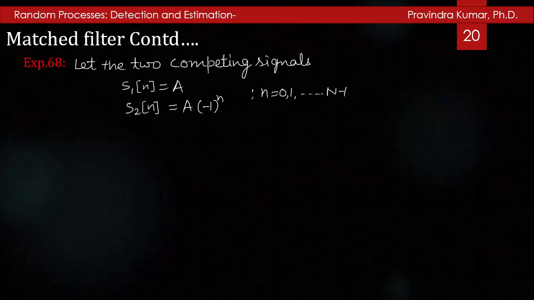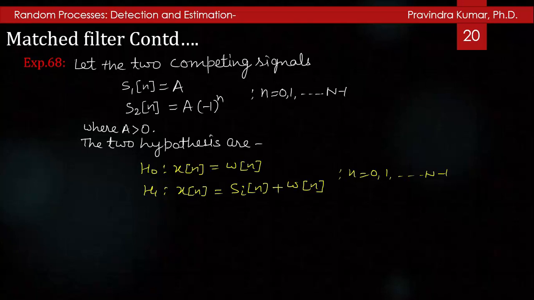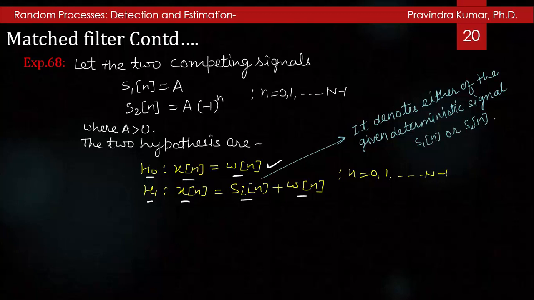Now let us take one example. There are two competing signals, S1[n] equal to A and S2[n] equal to A times minus 1 to the power n, where small n is from 0 to N minus 1, where A is greater than 0. The two hypotheses are: H0, x[n] is equal to w[n], and H1, x[n] is equal to si[n] plus w[n]. Under hypothesis H0 there is no signal, only noise is present, and under hypothesis H1 the signal si is present with the noise, where si denotes either of the deterministic signals S1[n] or S2[n], and w[n] is white Gaussian noise with mean 0 and variance sigma square.